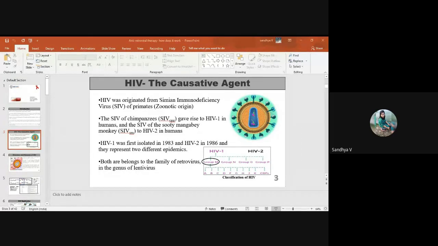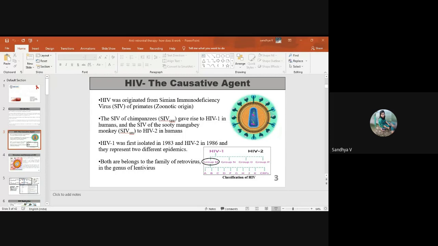Okay. So HIV-1 is further classified into groups M, N, O, and P, and group M is further subclassified into subtypes A, B, C, D, E, F, G, H, J, K, and CRFs, which are circulating recombinant forms. HIV-1 is the major strain prevalent worldwide. HIV-2 is prevalent in West African nations, and it progresses slowly to infection. Compared to HIV-1, its infectivity is very low.